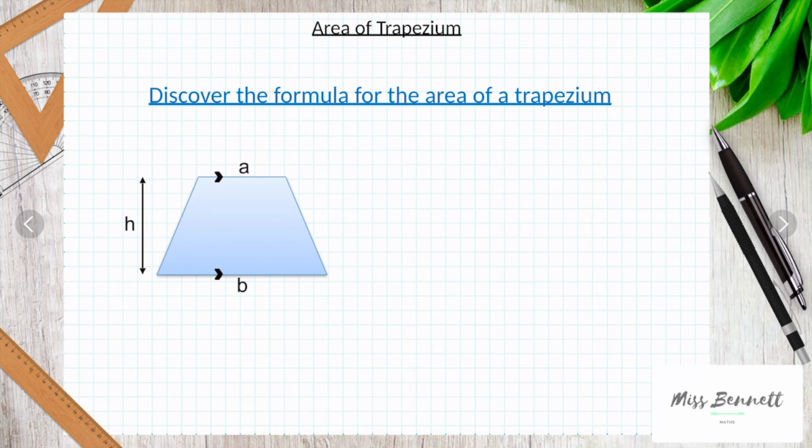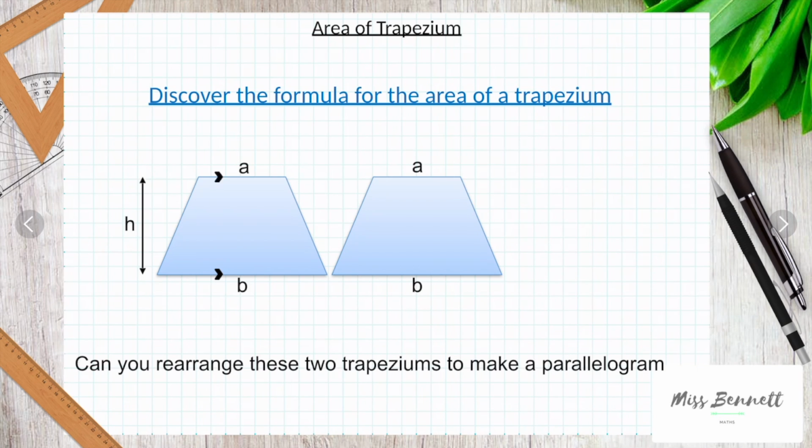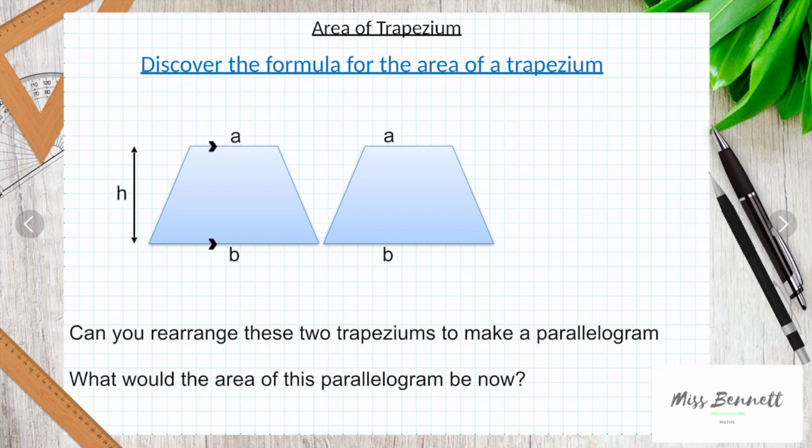Okay, so here's my trapezium. The first thing I need to do is take two trapeziums. Can you rearrange these two trapeziums to make a parallelogram? Well, if I turn the second trapezium upside down, then of course A and B will also switch upside down, push them together, and there I have myself a parallelogram.